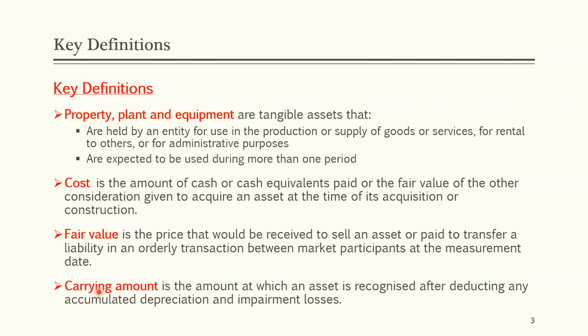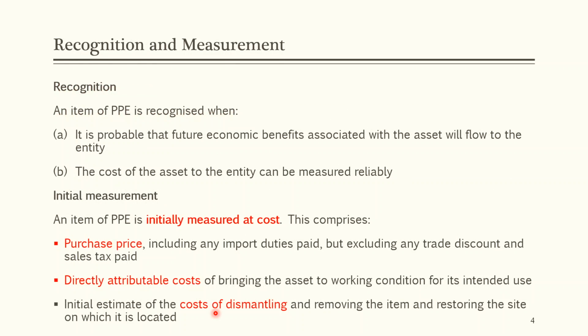Carrying amount. Carrying amount is the amount at which an asset is recognized after deducting any accumulated depreciation and impairment losses. If we put this into a formula, it is cost minus accumulated depreciation minus accumulated impairment losses. Now, on recognition and measurement.